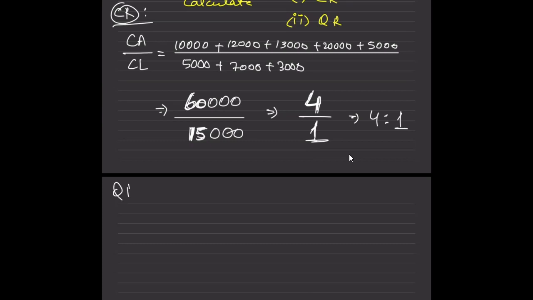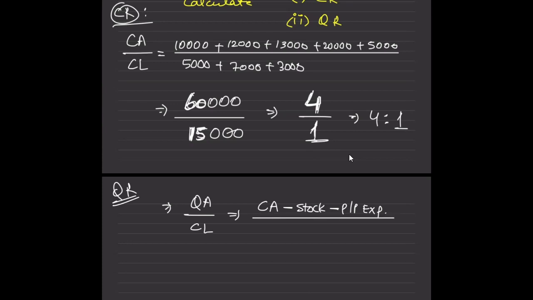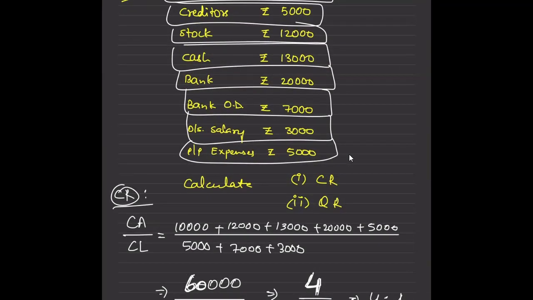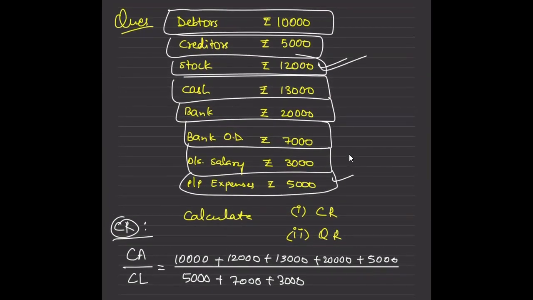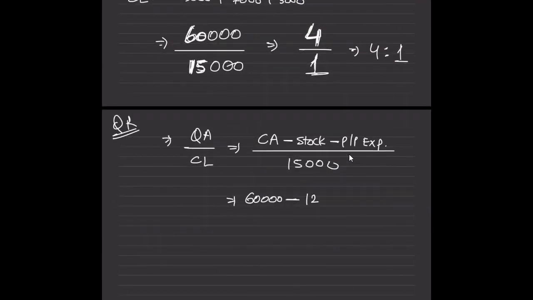In the same way, we are going to calculate the quick ratio. So quick ratio is quick assets divided by your current liability. What is your quick asset? Quick asset is current assets minus stock minus prepaid expenses. So we are excluding the stock and prepaid expenses from the current assets and dividing it by current liabilities. So current liabilities was 15,000. What was my current asset? It was 60,000. How much was my stock? Sir, my stock was 12,000 and my prepaid expenses were 5,000. So deduct 12,000 as stock and 5,000 as prepaid expenses and divide the whole by 15,000.